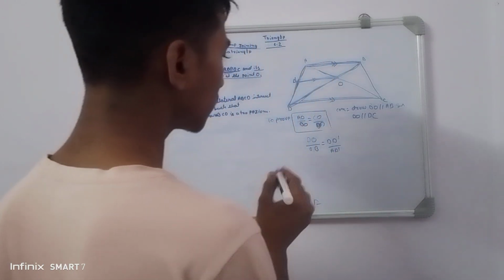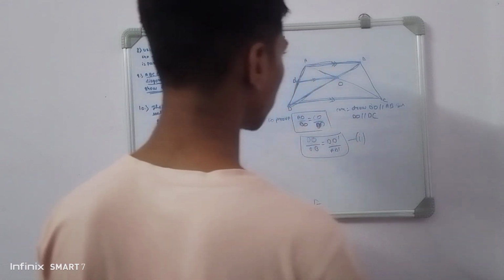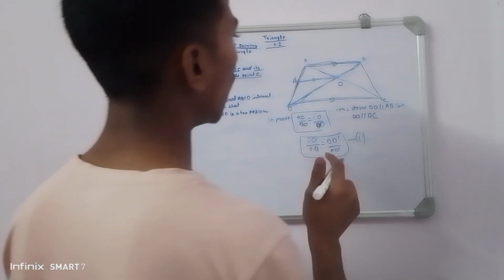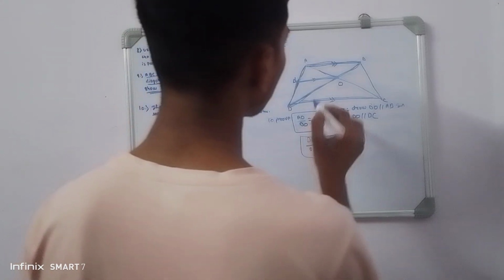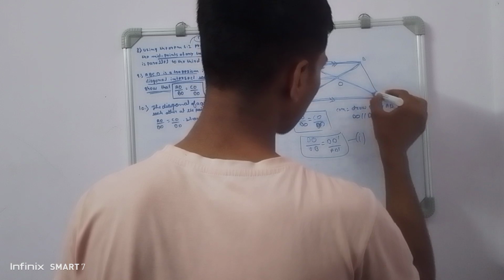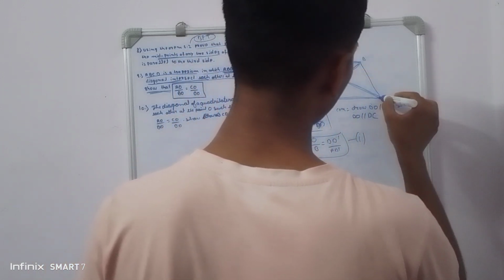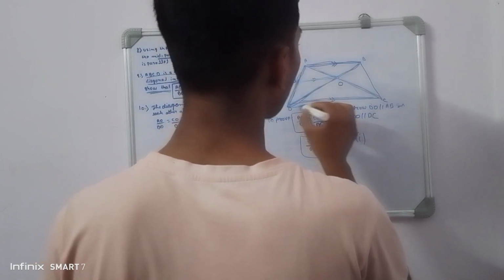So now you could write this one using the first equation, name this one as the first equation. Now, as you are able to see, we have another triangle in this figure. Let's see this triangle. As you are able to see, this triangle is named ADC.